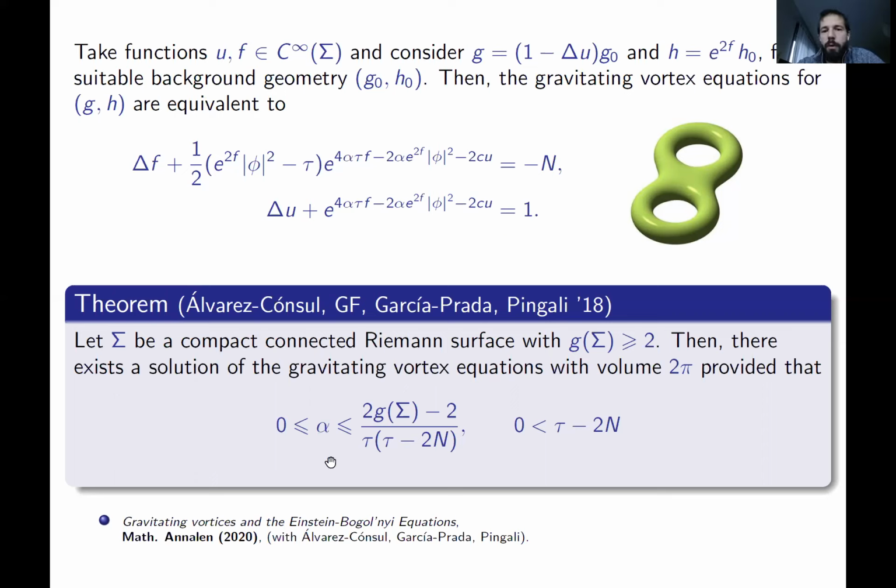The second constraint on alpha is more interesting. It just tells us that there is a suitable range of the coupling constant alpha for which we can solve the PDE. And the way we prove this is via the continuity method, using the natural continuity path given by alpha.